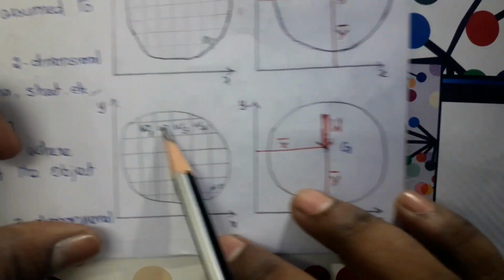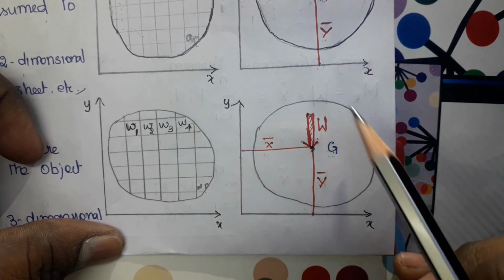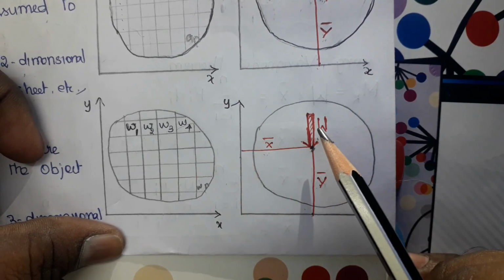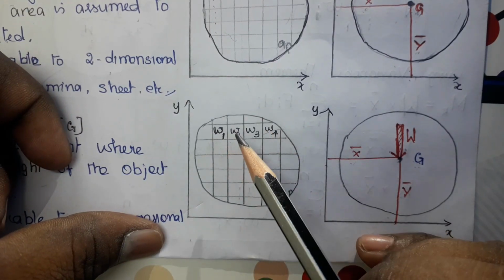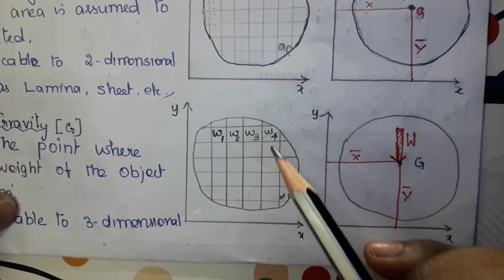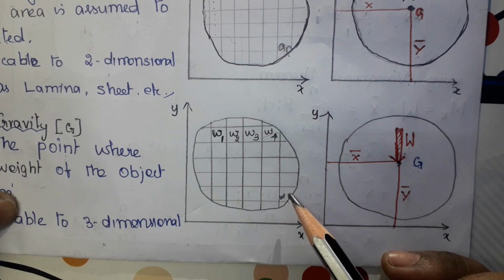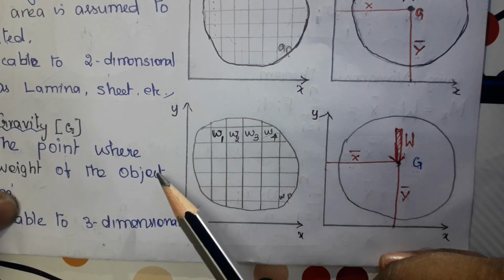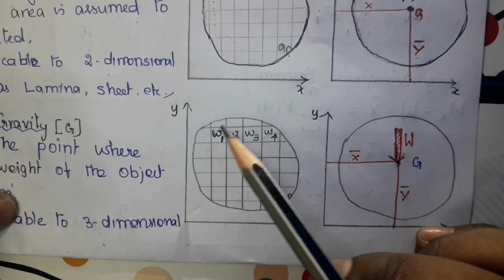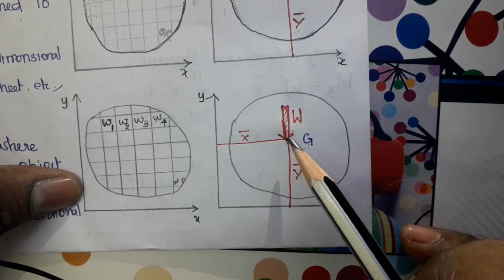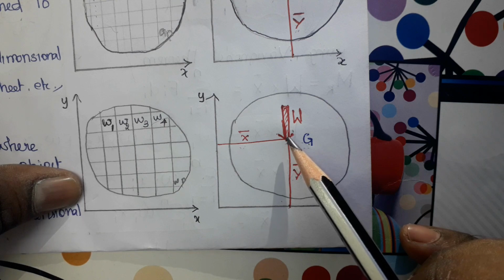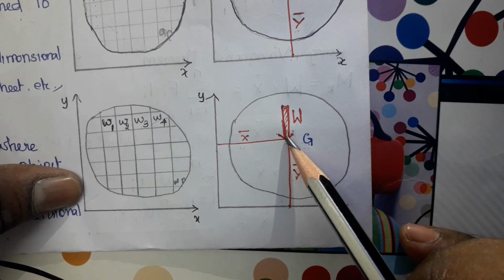Let me take a weight again. W is the weight. The weight is divided into small weights W1, W2, W3, W4 and Wn. Now as per the definition of center of gravity, all these weights pass through a point, and this is the point which we call the center of gravity.